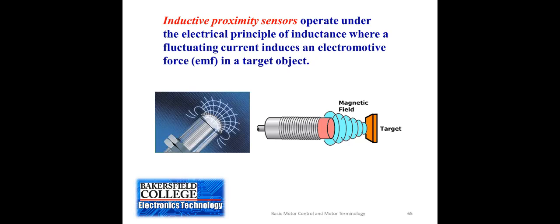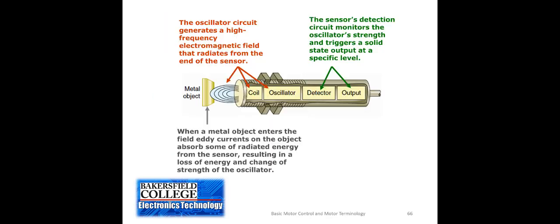What they do is they create a pulsing magnetic field that is focused to the end of the sensor. And then when an object that's metallic comes within the range of that magnetic field, it's actually going to change the characteristic of that magnetic field. Inside the sensor, you have four different parts.